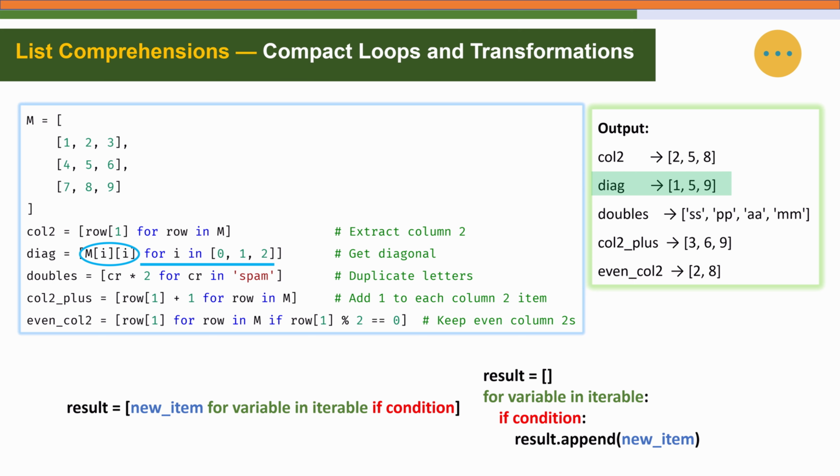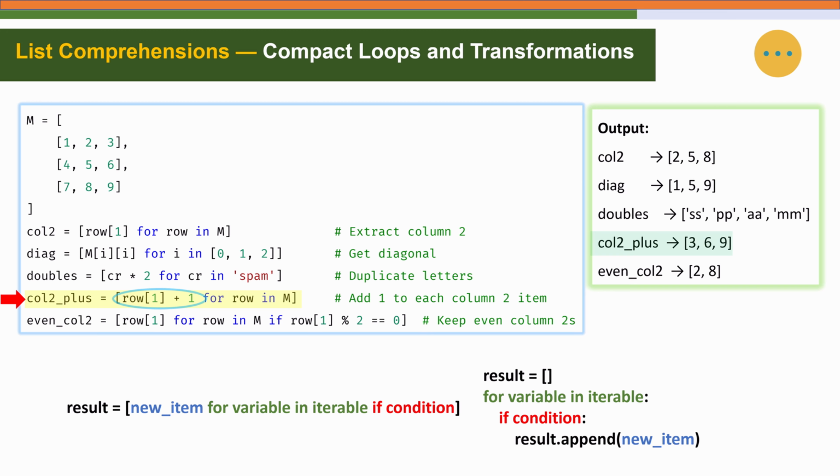For example, if you write c * 2 for c in spam, this statement basically doubles each character in the string, producing this pattern like SS, double P, double A, double M. We can also apply transformations. For example, row[1] + 1. So this statement adds 1 to each second column value, resulting in a list 3, 6, 9.